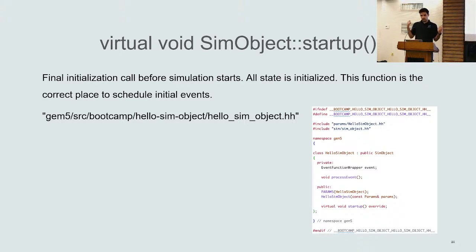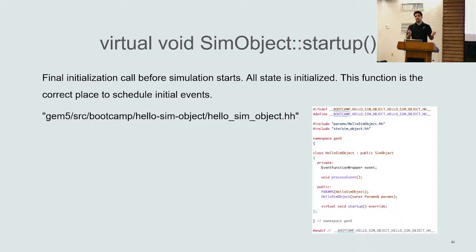This startup is called right after m5.simulate is called. And at this point, every SimObject in the computer system that you're describing with your config script is instantiated. All the ports are connected, so all the SimObjects can talk to each other. And if your SimObject needs an initialization or an initial event to kick things off, this is the right place to do it.